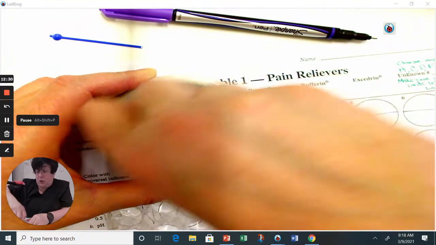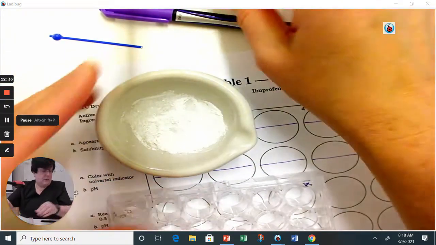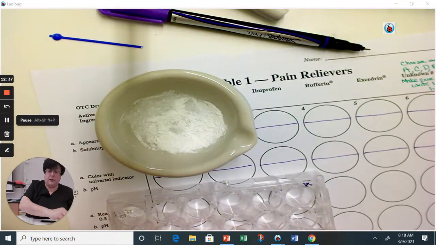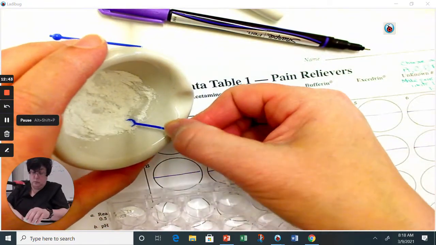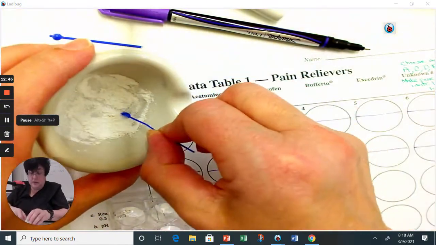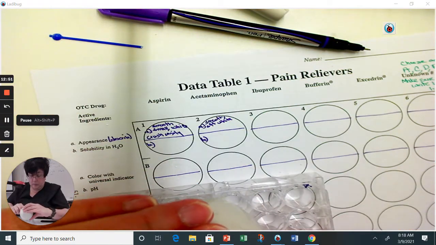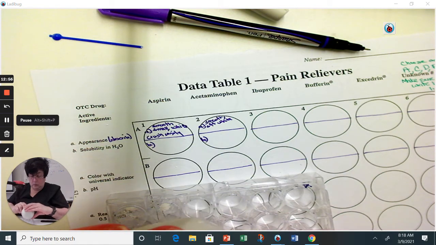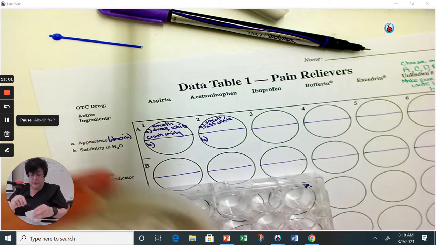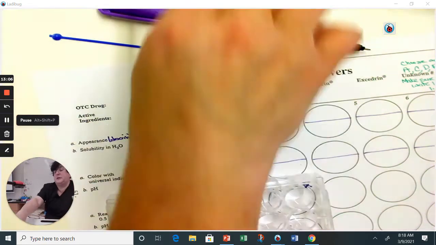Okay, this is a bigger pill, so I get more powder than what I did on the aspirin. I get another different spatula out. So this crushes more easily, I would say. The powder that I'm getting is finer. And I'm putting some in an extra well, just in case I want to retest anything. So this is my acetaminophen.